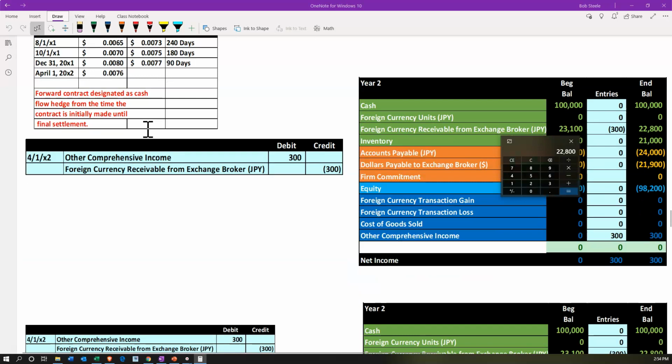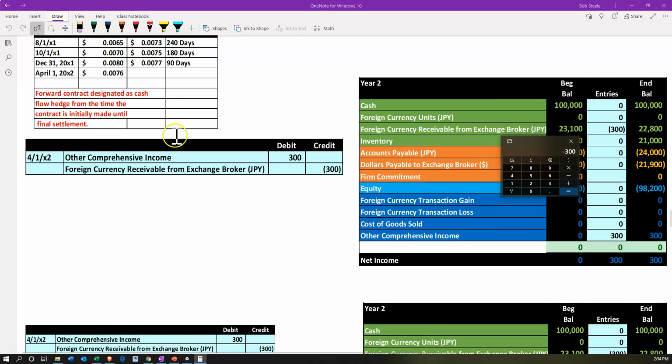So if you look at your calendar and your date and your watch right now, it's actually April 1st, 2000X2. So we're going to adjust then to 22.8. We currently have 23.1 in it. So if I subtract this minus the 23.1, we have a $300 difference. That $300 difference is going to result in a loss.